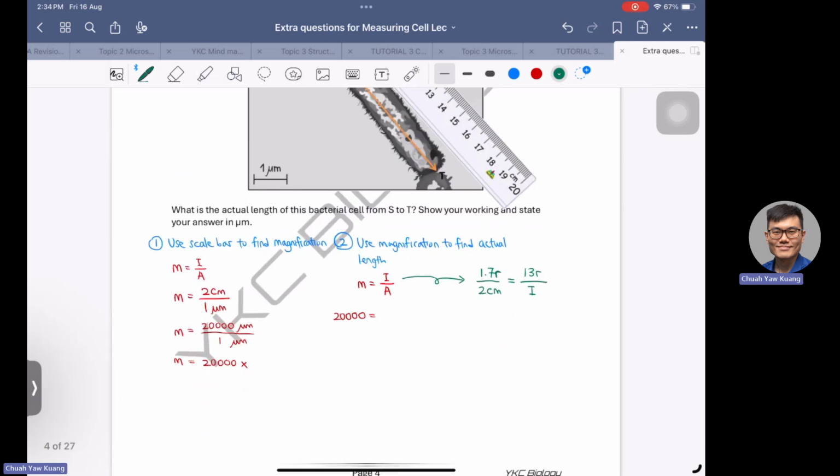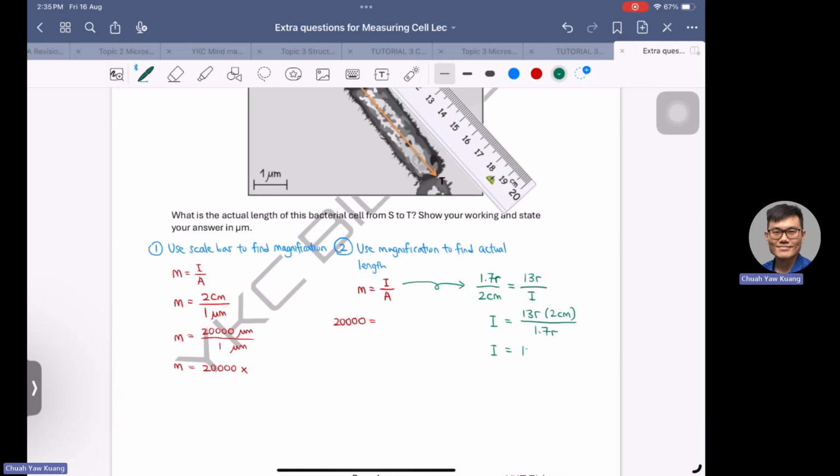So with that, I will just do the calculation. I will be equal to 13R times 2 cm divided by 1.7 R. So with that, my actual image size according to this figure, according to the scale bar, is actually around 15.29 cm. So that is the image size.